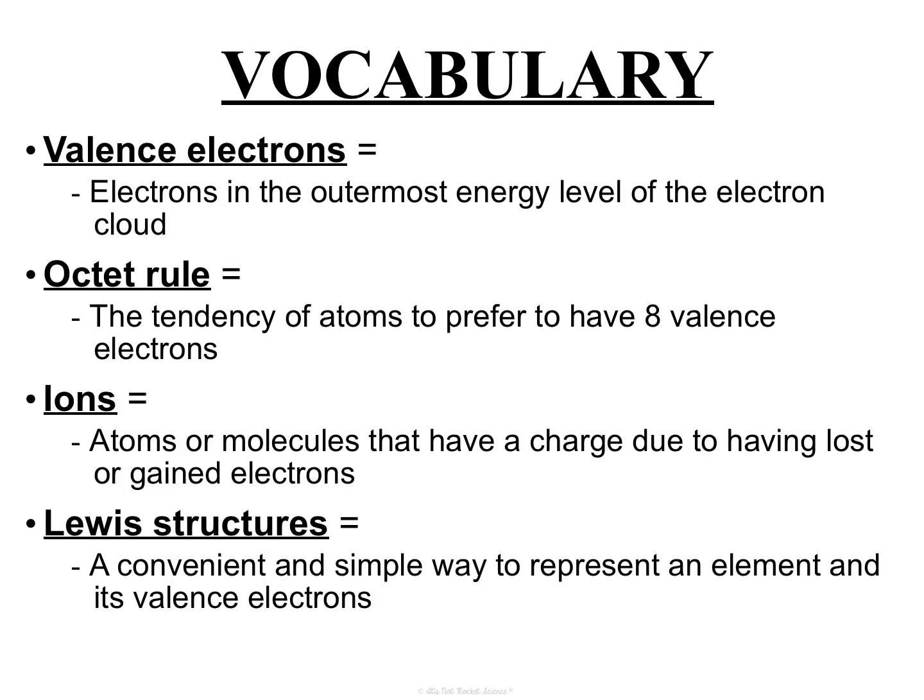We know that valence electrons are in the outermost energy level. The octet rule is the tendency of atoms to prefer to have 8 valence electrons, or for their outer energy levels to be full. Ions are atoms and molecules that have charge because they've gained or lost electrons. The Lewis dot structures are the way to represent the element. Remember, you just write the element symbol and then dot the valence electrons around them.